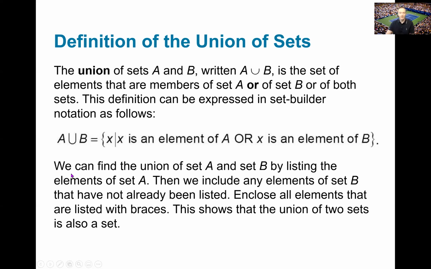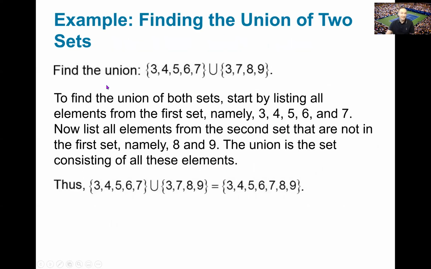All right. We can find the union of sets A and B by listing the elements of set A, and then you include the elements of set B that have not already been listed. This is a pretty straightforward process. Let me show you what I mean. So I go back to that same problem with the set 3, 4, 5, 6, and 7, and then the set 3, 7, 8, and 9. If I'm trying to state their union, I would just put the entirety of the first set. So we know it's 3, 4, 5, 6, and 7, because that's at least in the first set.